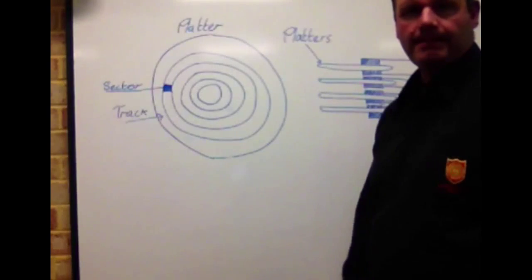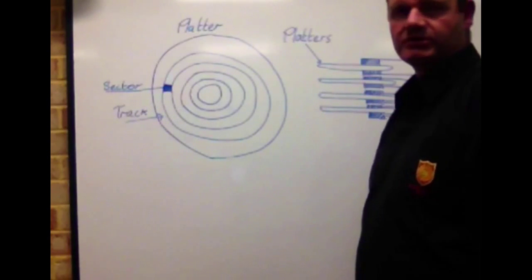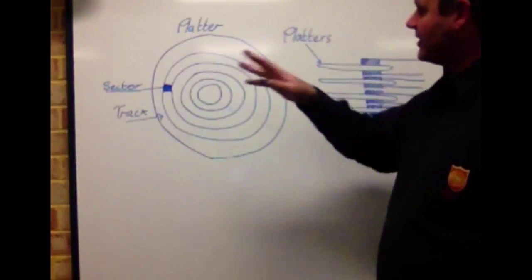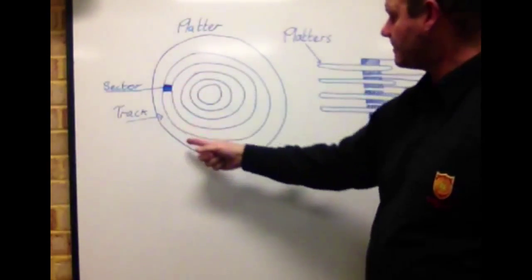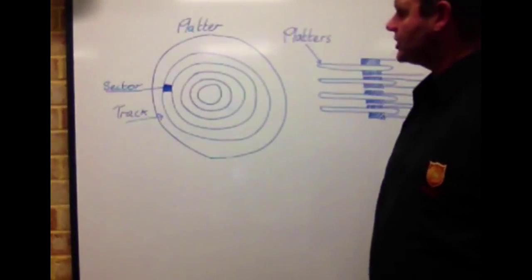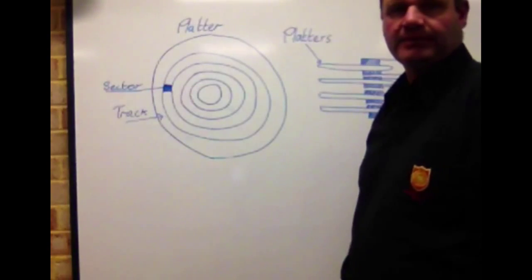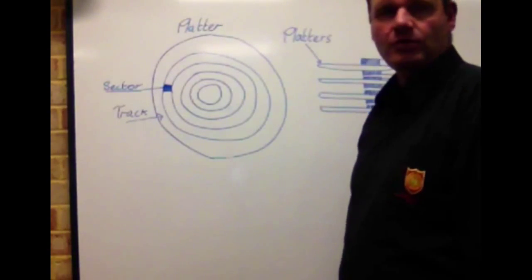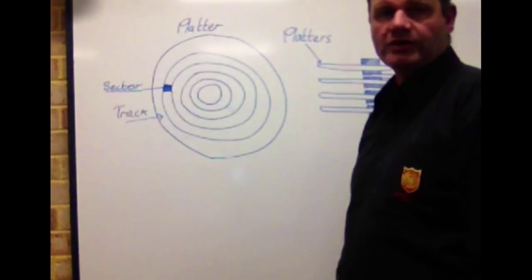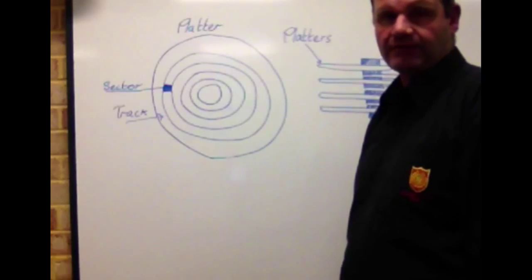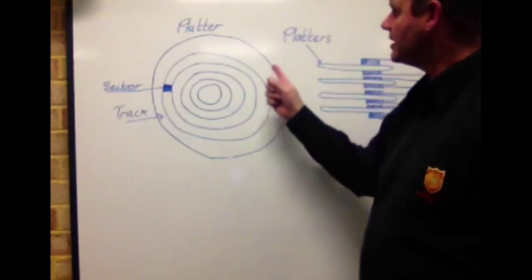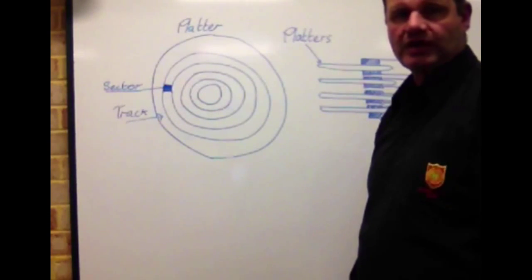Here is one platter, and if we were to have a microscope and drill down into the hard drive, we would see that the platter itself is made up of tracks. Each track has little sectors. A sector holds just a few kilobytes of information, and this is the smallest storage we have on the hard drive. Information is stored on several sectors around the hard drive itself.